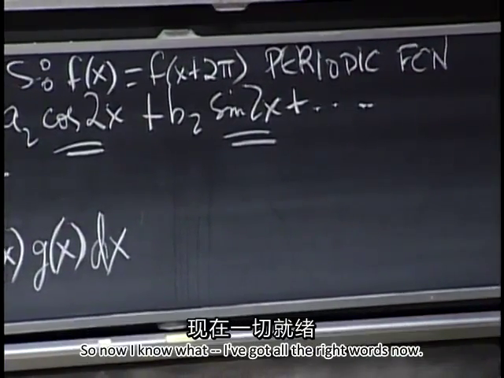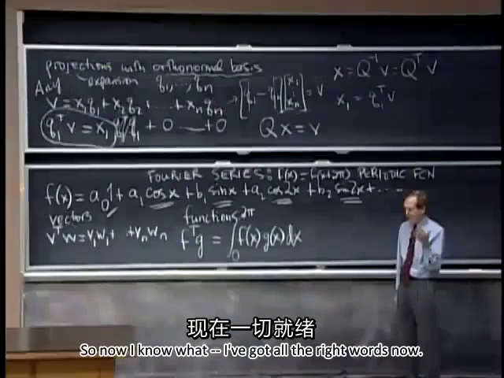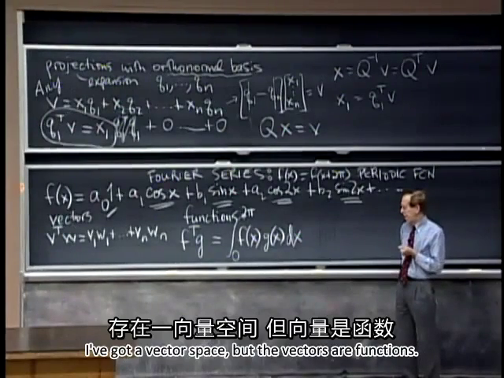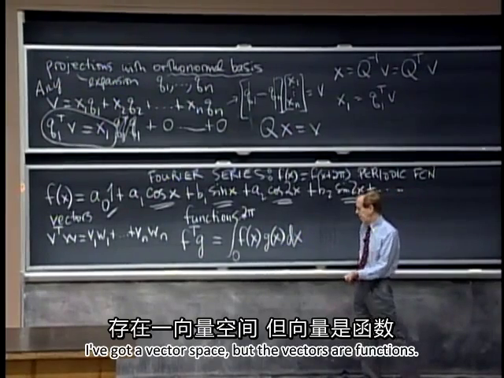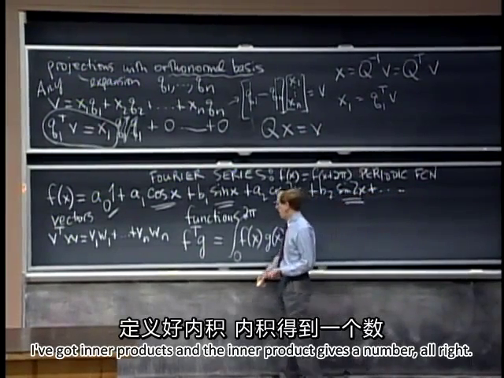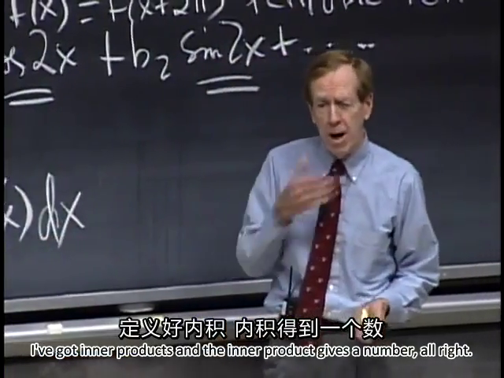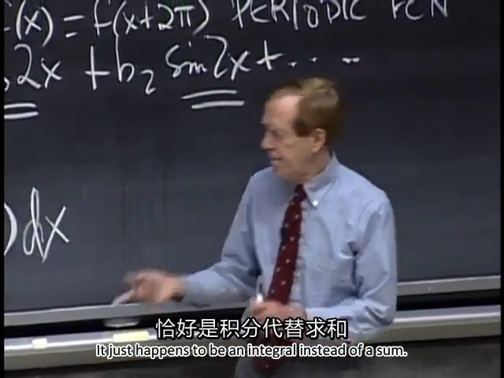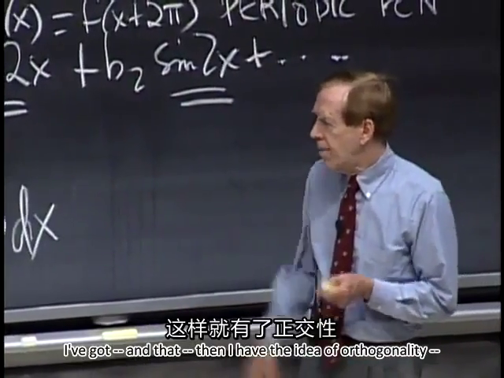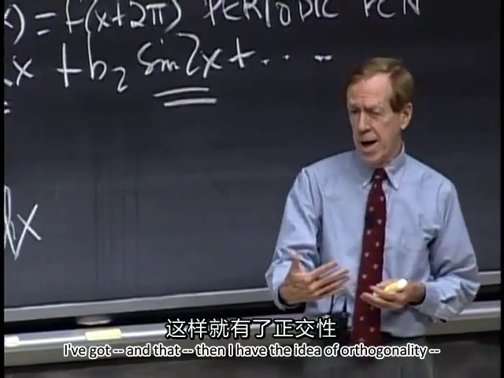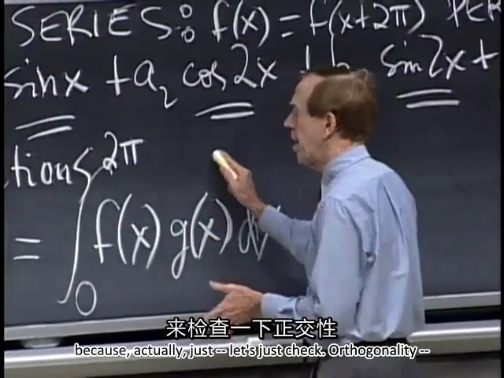Okay. So now I've got all the right words. I've got a vector space, but the vectors are functions. I've got inner products, and the inner product gives a number. It just happens to be an integral instead of a sum. Then I have the idea of orthogonality, because actually, let's just check orthogonality.